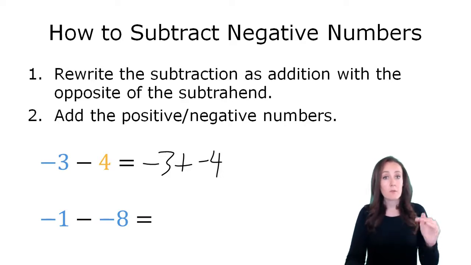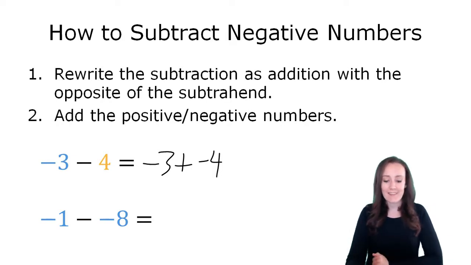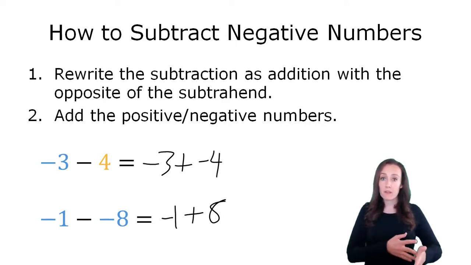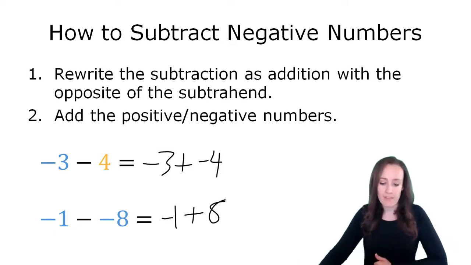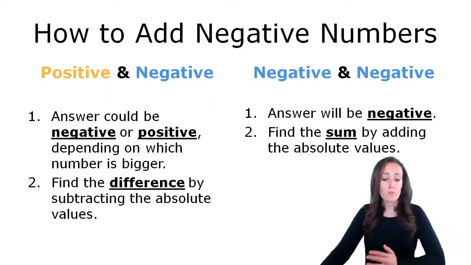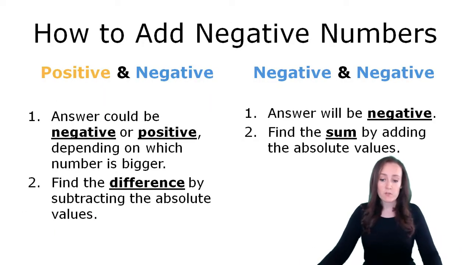In the second example, if I have -3 minus a -8, or sorry, -1 minus a -8, then I would say it's -1 plus a +8 because the opposite of -8 is a +8. And then I would follow the rules for how to add negative numbers. I made another video on how to do this, so if you are not super sure on how to add negative numbers, I'd recommend watching that first.